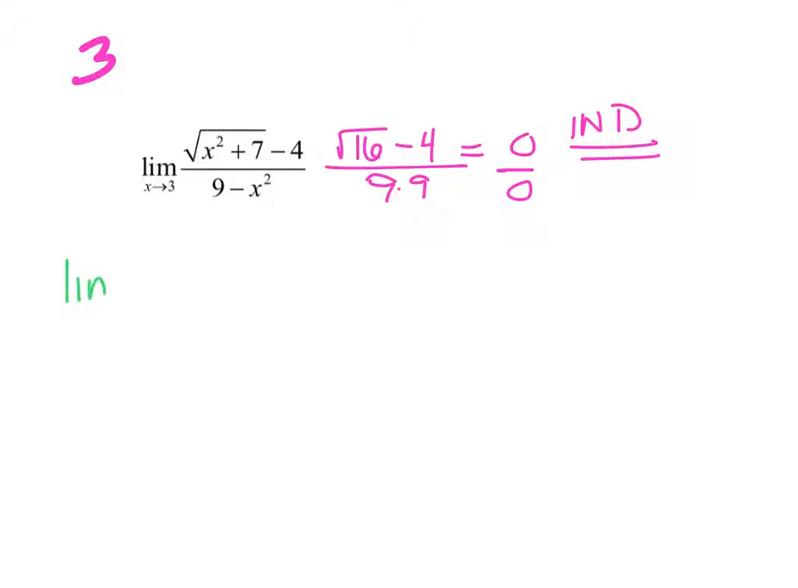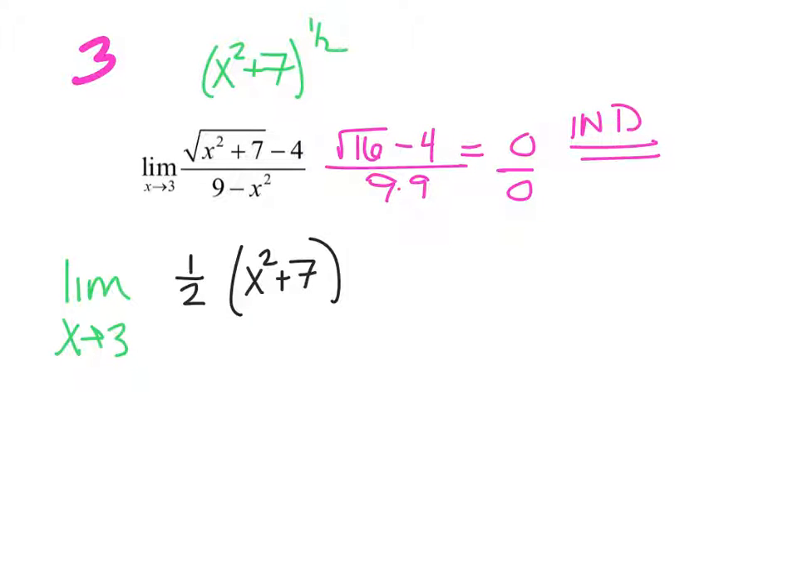So I'm going to use L'Hopital's instead of the conjugate method. So I'm going to keep the limit as x approaches 3. And when I rewrite this, remember this is x squared plus 7 to the 1/2. So I definitely have an inside and an outside, so I have to use chain rule. So I'm going to go 1/2 x squared, keep the inside, to the negative 1/2, then times the derivative of the inside, all over the derivative of the denominator, which is negative 2x.